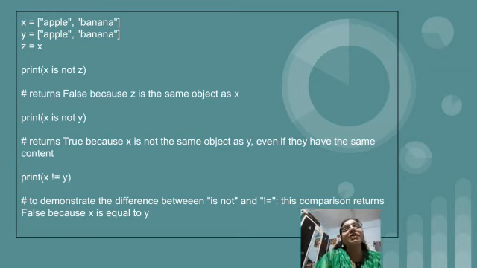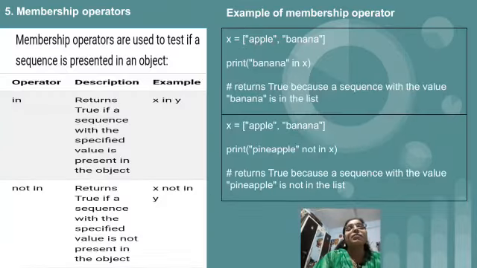And again they have given not equal to also, x not equal to y. So is not and not equal to, we have tried to demonstrate in the program. The comparison x not equal to y will return the answer false, because x equals y, both have the same content. So this is the identity operator.